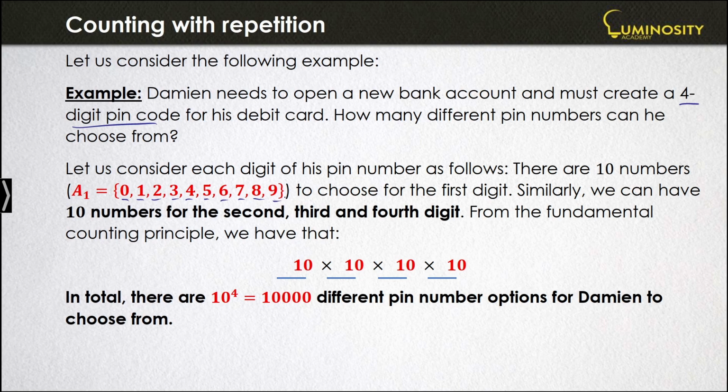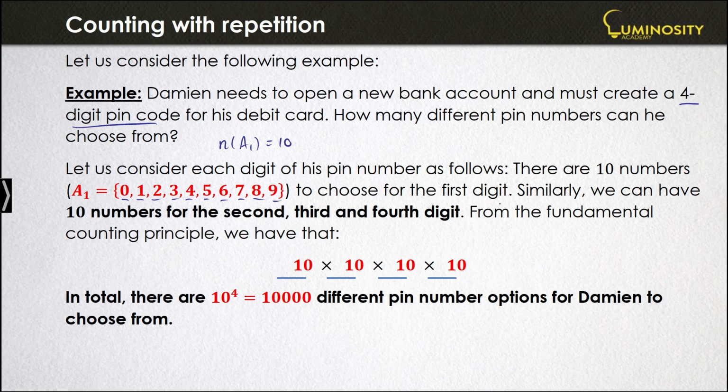Any of those 10 digits could be his first number, because you can start your PIN code with a 0. There's nothing stopping you from doing that. It's not an actual number. It's more of just a 4-digit combination that you choose, that when you enter it correctly, it allows you access to your bank account. So he has 10 options. So the number of elements in A1 is 10 digits that he can choose from.